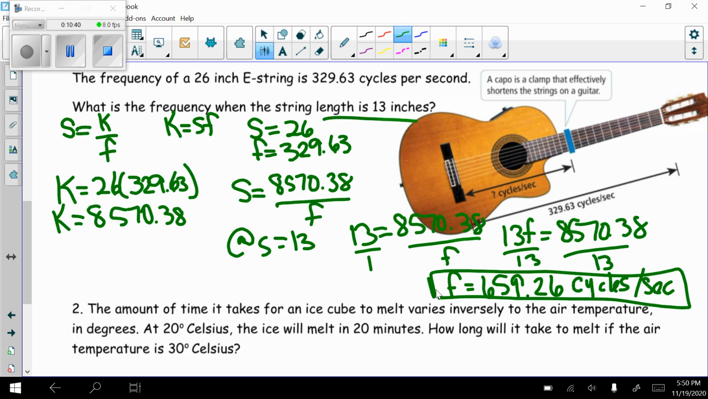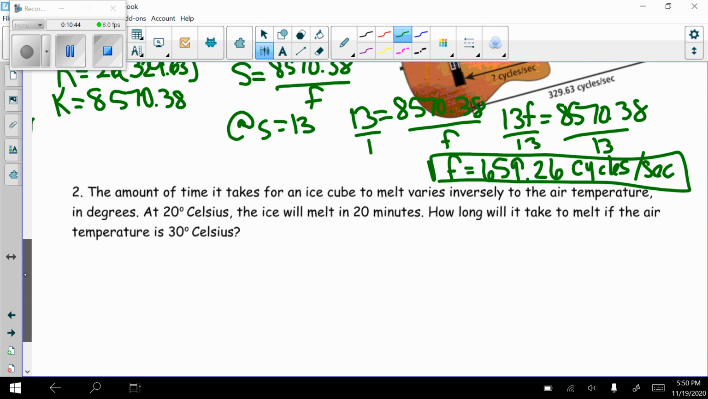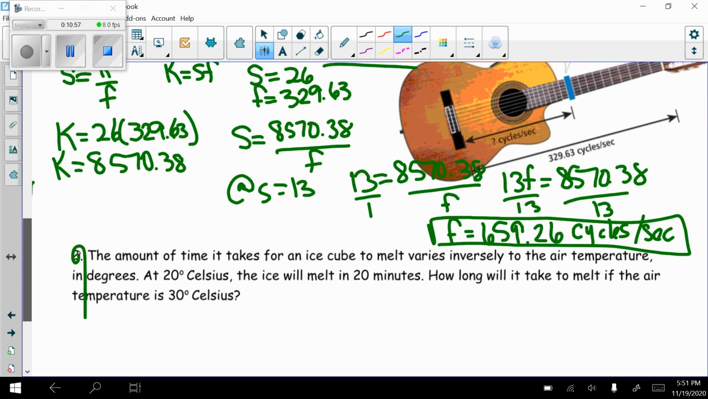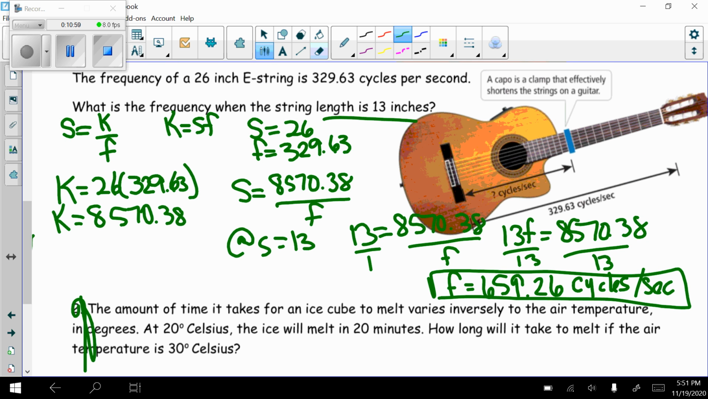Let's try another one of those. So number 2, it tells me the amount of time it takes for an ice cube to melt varies inversely to the air temperature in degrees. At 20 degrees Celsius, the ice will melt in 20 minutes. So they tell me the air temp. Oh, I hate it when it does that, and I don't know why it does it.